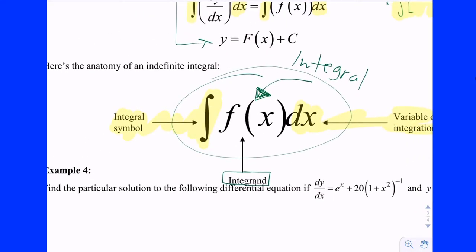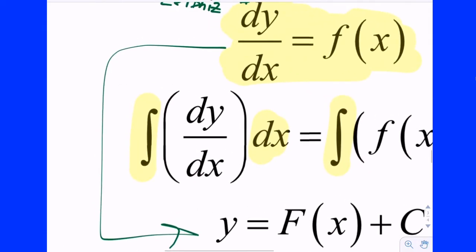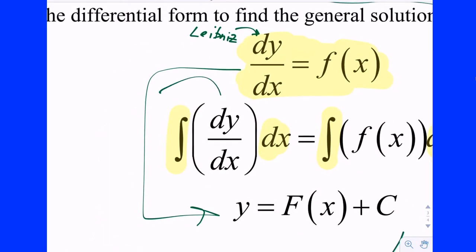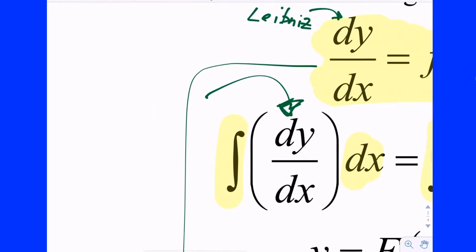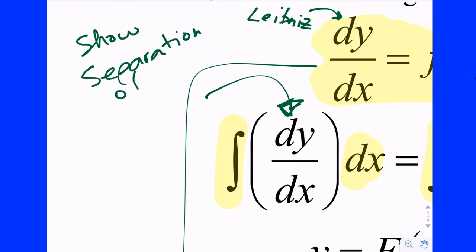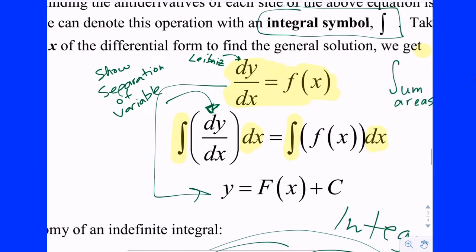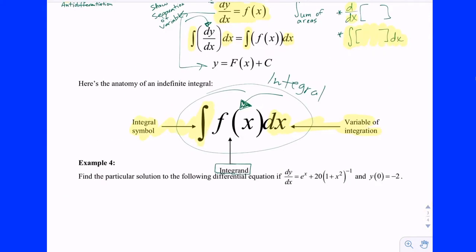Okay, one last note before we get to example 4. We're going to have a whole section on this later on, but when you have Leibniz notation, it's going to be important to show the separation of variables, which means you're going to want to get your x's and dx's on one side and y's and dy's on the other. All right, but we're not going to focus too much on that right now. That's coming up later on.